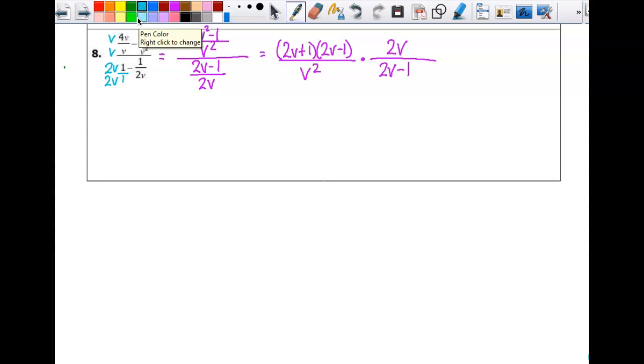Then I can start reducing here. This I can cancel out with this. This v I can cancel out with one of those. So that leaves me with 2v plus 1 times 2 over v. And if you put the 2 in the front on the numerator, that's fine too. Doesn't matter. And that's the best I can do.